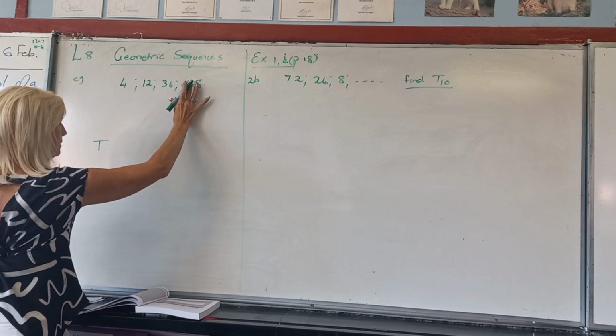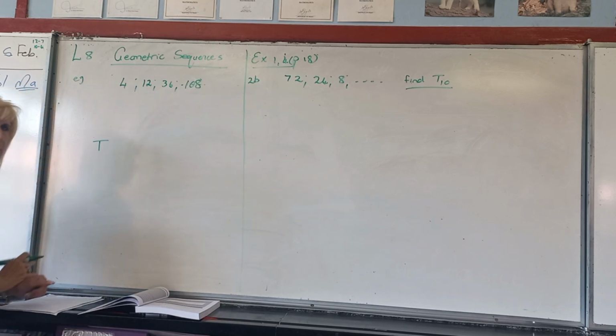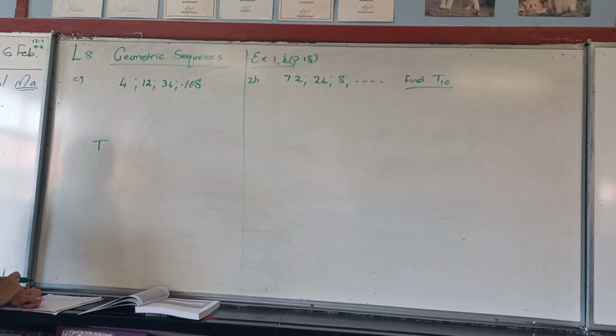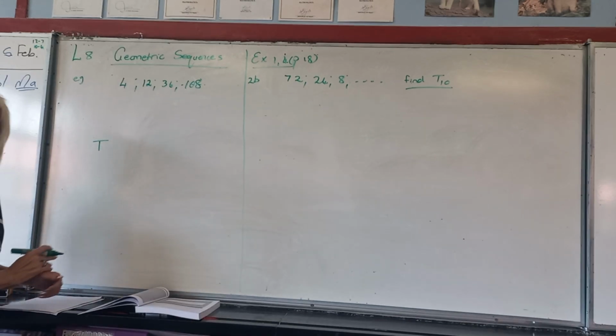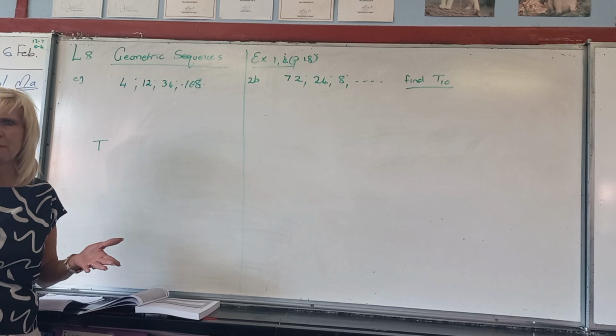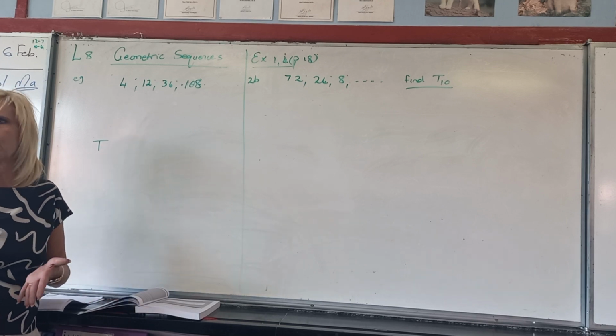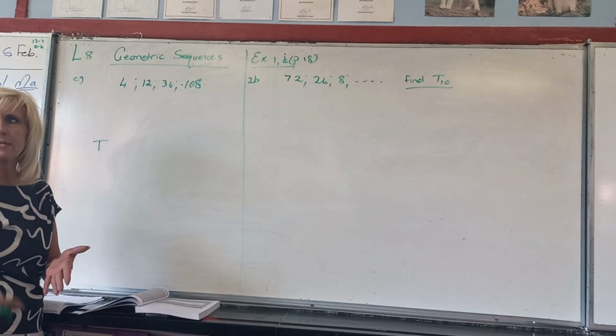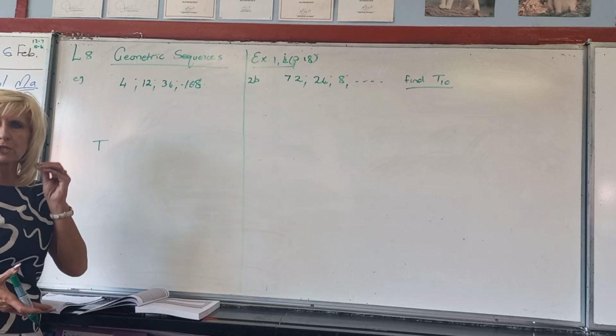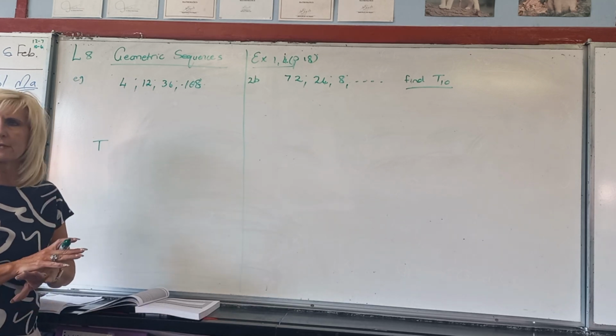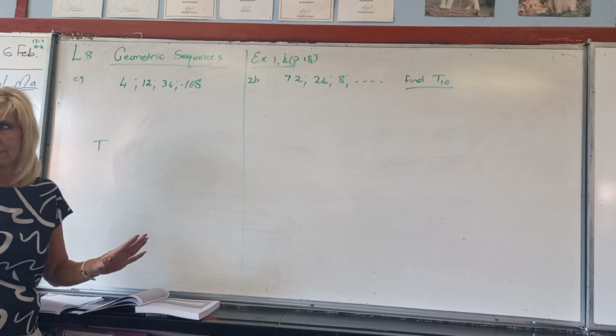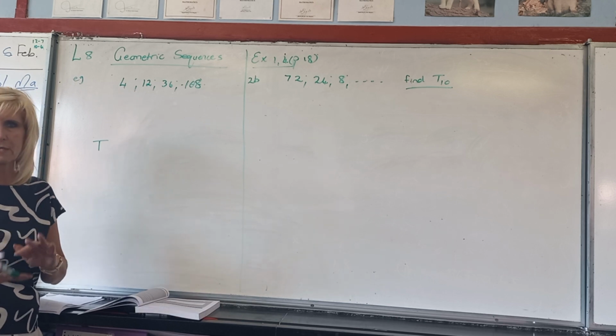Okay, tell me what happened here all the time. Times 3. It's times 3. What type of a number pattern is that? The new one. If you times continuously with something, it's called a geometric sequence. There's nothing to do with geometry. It's called a geometric sequence.